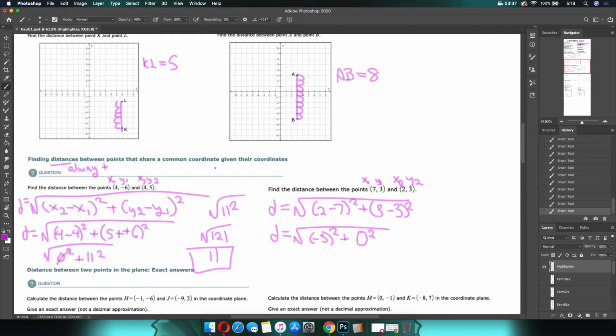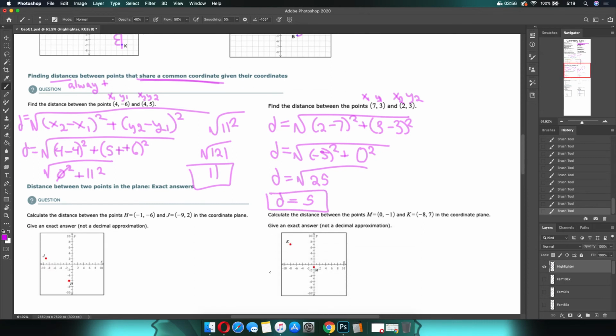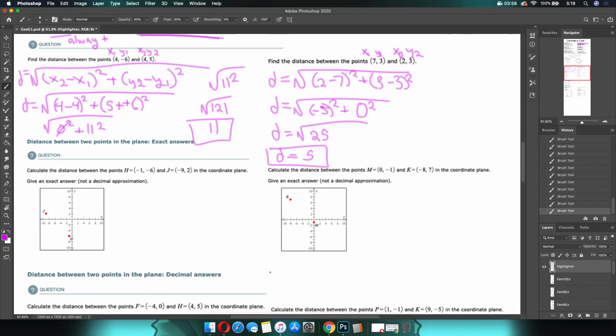So this topic, do you see how it says they share a common coordinate? That's going to happen every time in this topic. So what are we left with? What is negative 5 squared? Negative times a negative is 25. So what is root 25? 5. All right? Well, what if they don't give you a common coordinate? That's what this one is, right? So what do we have?